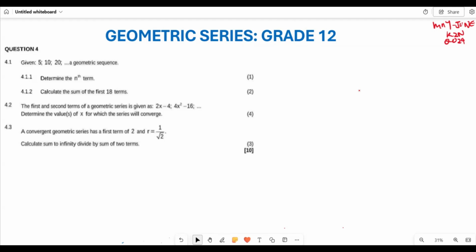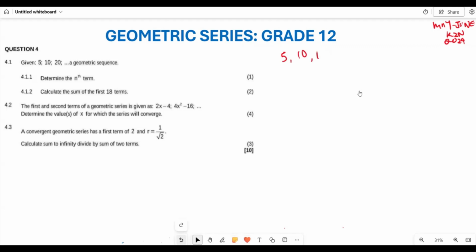Now let's look at this. So they are saying here you're having 5, you're having 10, you're having 20. Now they are saying this is a geometric sequence. Firstly, they want you to find out what is going to be the nth term, right? So how can we find out the nth term from here? Isn't it that we are going to firstly find out what is going to be the ratio, right? Since this is 5, this is 10, and this is 20, right? So what is this going to be now?